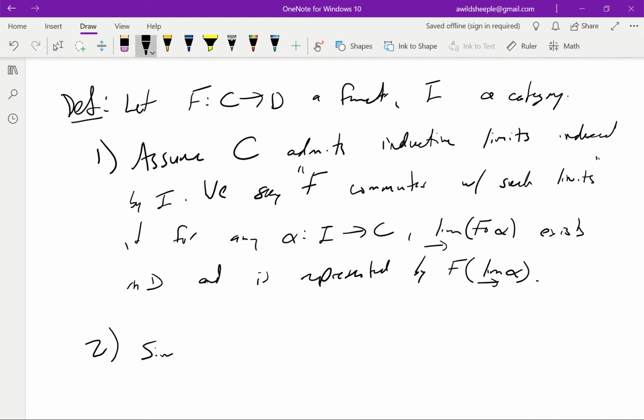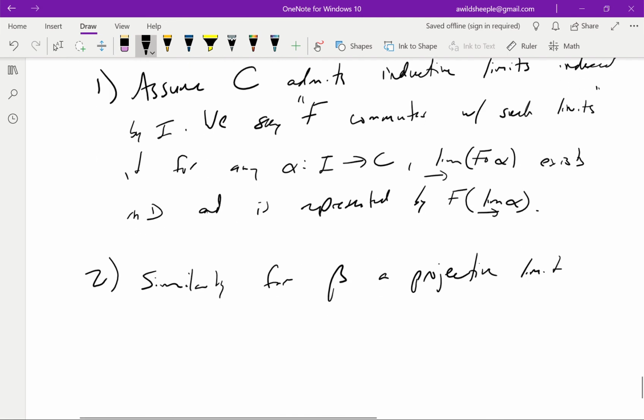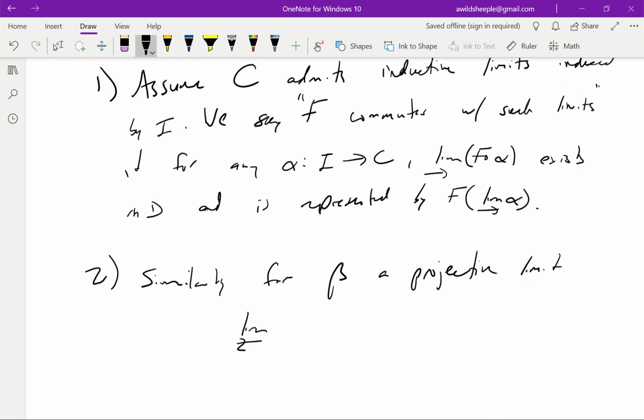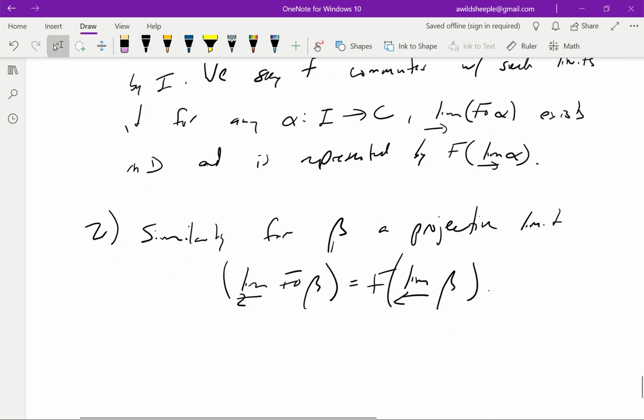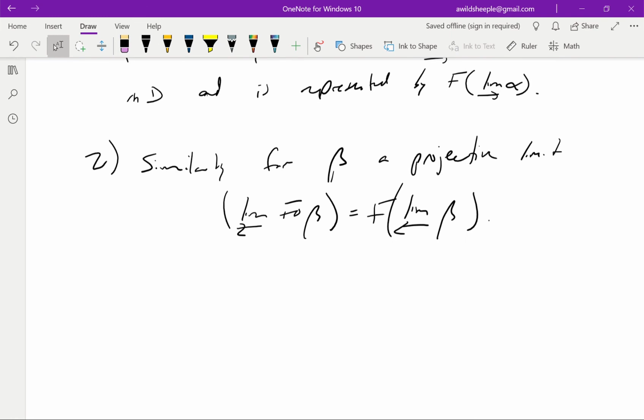I'm just going to write similarly for beta projective limit. And then I'll write the backwards limit of beta composed with, no, other way, F composed with beta, F of the limit. Okay. So with this definition, we're ready to give this argument. Nice and clean.